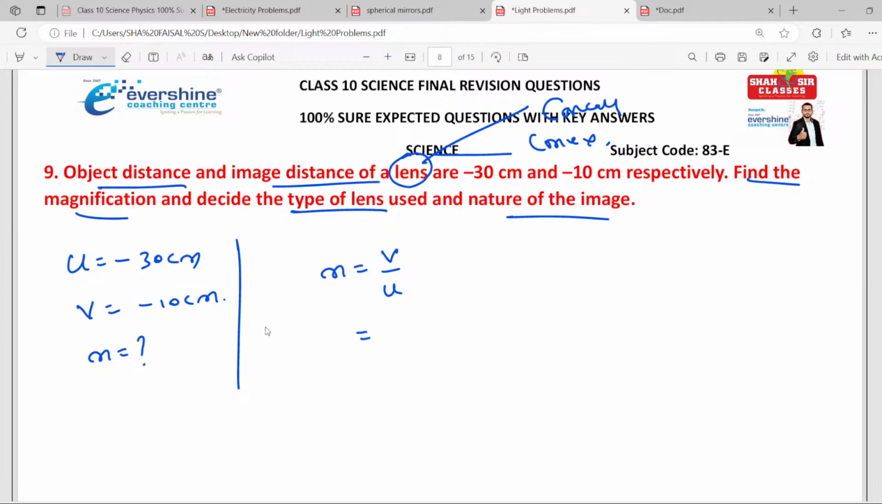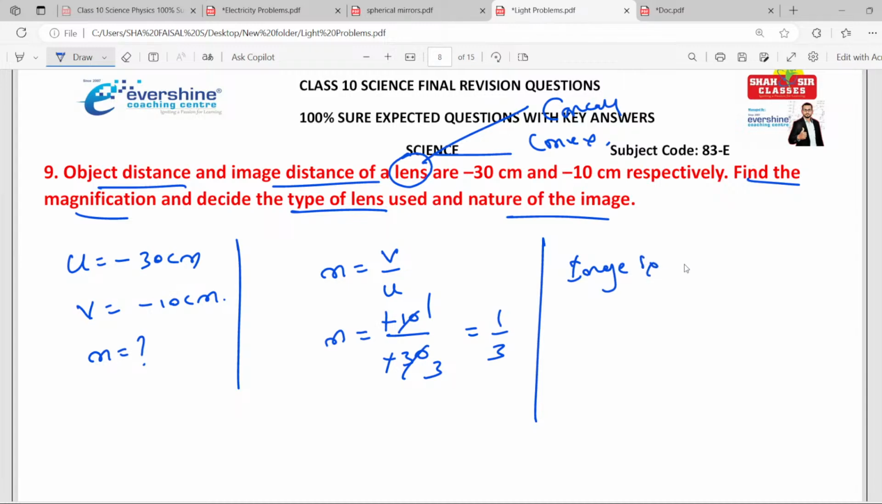So what is the value of v? Directly they gave minus 10. Use it as it is. u is minus 30. Let me use it as it is. As you know that always u should be negative. Now here as they have given v negative, take that only. Minus minus gets cancelled. 10 ones are 10, threes are 30. The answer is 1 by 3. So m is plus 1 by 3. What do you mean by plus 1 by 3? Plus 1 by 3 indicates that image is one third the size of the object and it is upright.